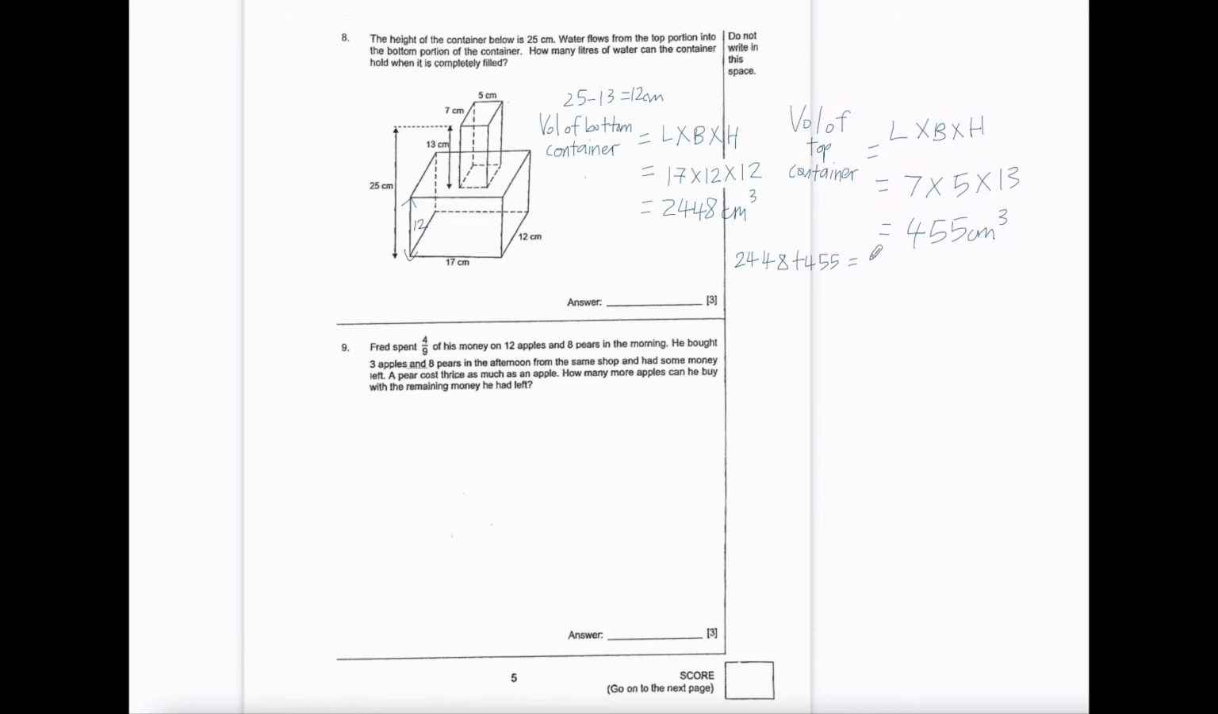Calculator. Okay, so they want it to be in liters, so we are done. We just need to convert. Okay, so 1000 cm cube equals to 1 liter. 2903 cm cube, use this method.